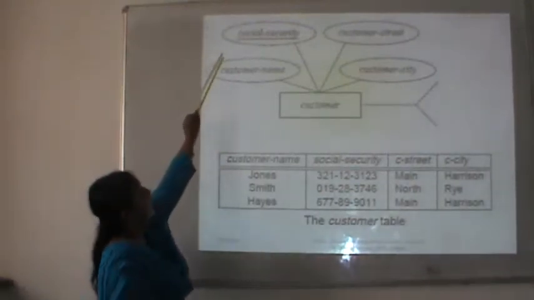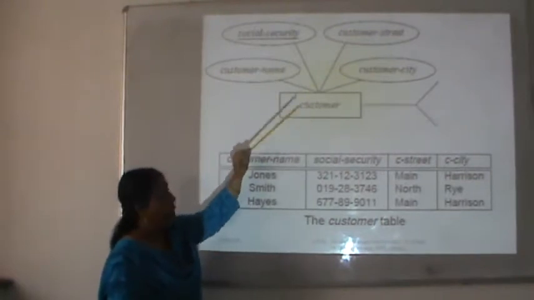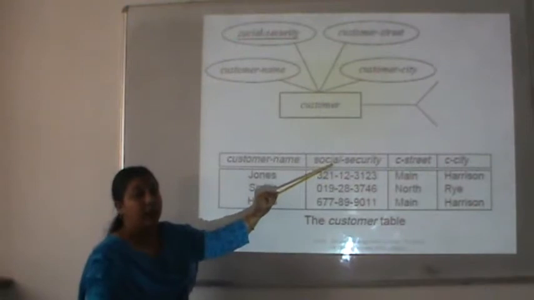Previously, social security number was the key attribute for customer. So in this table also, the social security number will be the primary key.